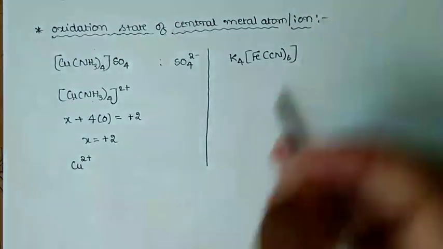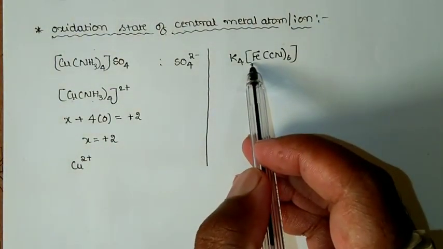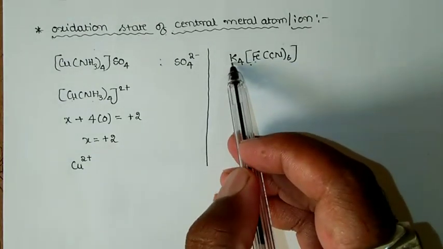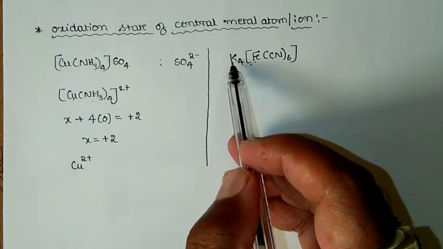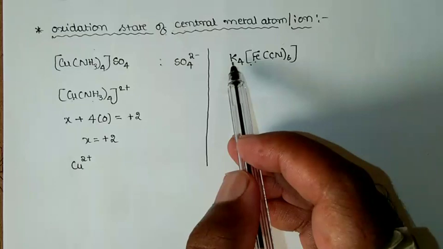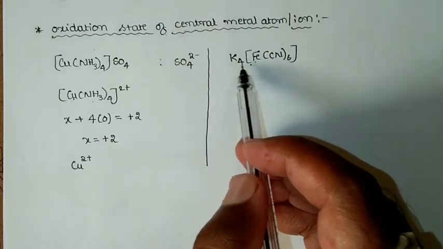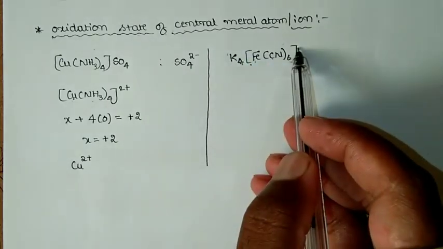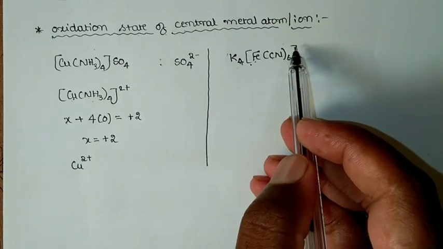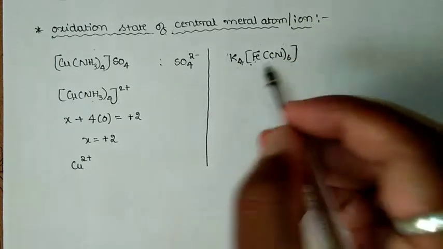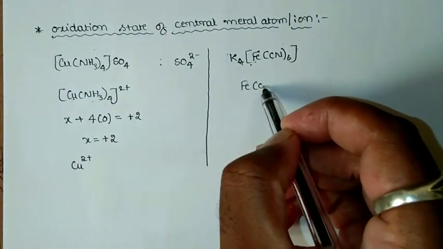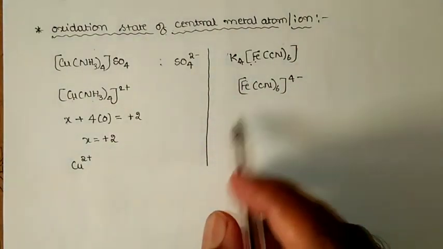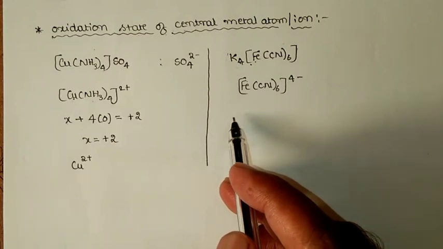K4[Fe(CN)6]. Here the complex is [Fe(CN)6]. This is the coordination sphere, and the ionic sphere is K4. There are 4 potassium ions, and we know that potassium is an alkali metal which will have an oxidation state of plus 1. So there are totally 4 positive charges. In order to counterbalance these 4 positive charges, the complex is supposed to have an equal number of opposite charges with equal magnitude, so that the complex ion will be [Fe(CN)6]4-. Once you have the complex ion, the proceeding is very easy.